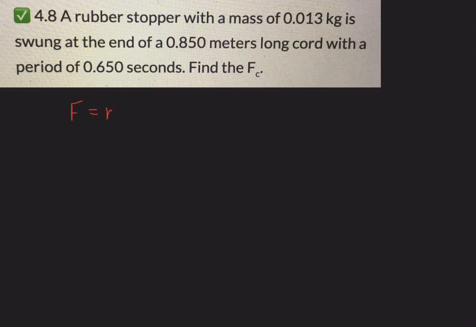F equals mv squared over r. And we're going to divide this up a little bit. We're going to do m times 1 over r times v squared. So we can make it look like that. Okay, so I'm going to have mass times 1 over r times, and what is the v?